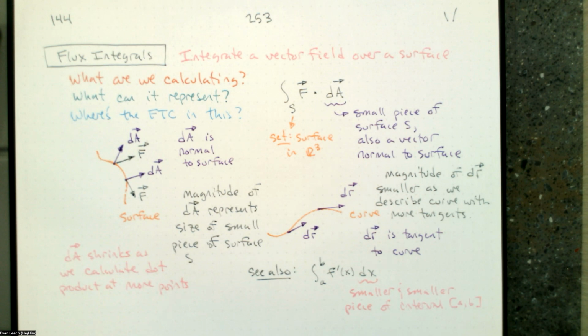Since we're evaluating it at a surface, and since we're using a dot product, I need a vector at every point on the surface. I got a vector from the vector field. I need a vector at every point on the surface. And the vector we're going to use, since we have a surface, is going to be a normal vector. The magnitude of the normal vector will decrease as we use more normal vectors.